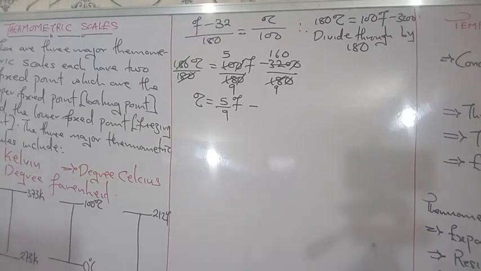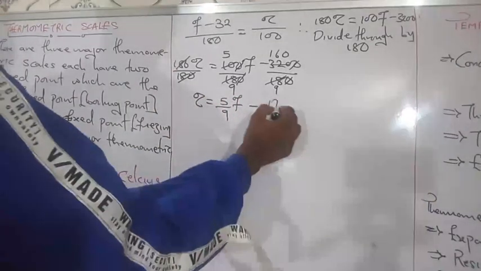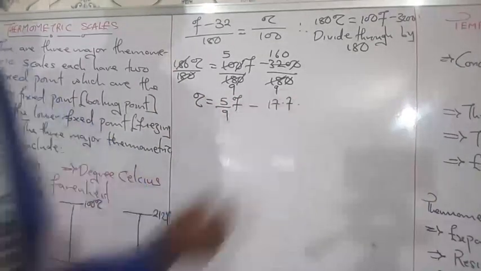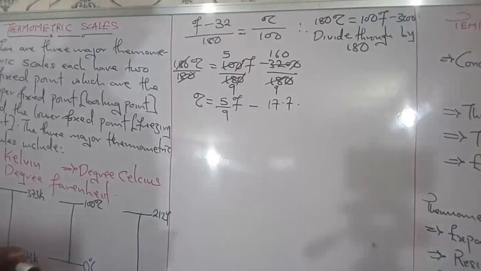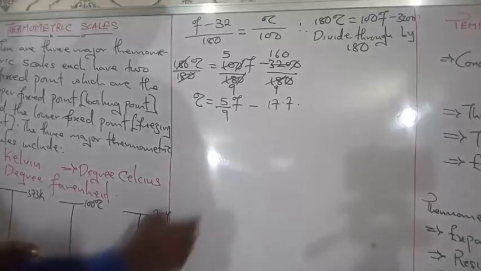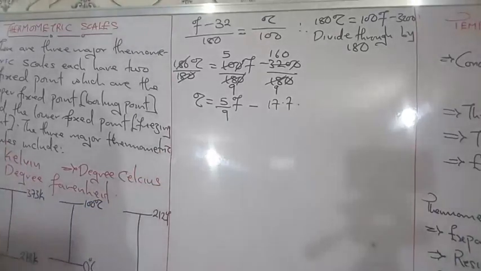Okay, so what we have there is 17.7. Get that down. So that's what we obtained from what we did. Very, very straightforward process. Very, very easy. No confusion at all. Very straight. Okay, so that's for our relationship between Celsius and Fahrenheit.